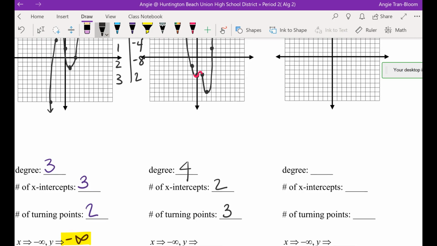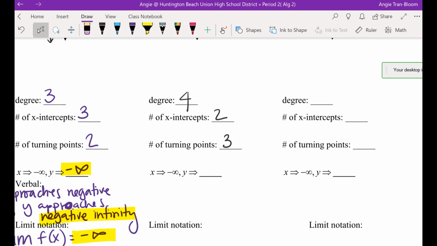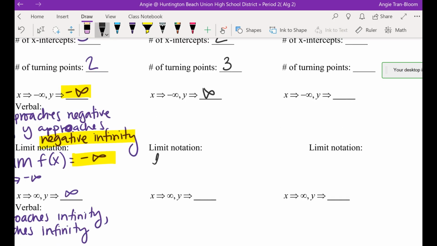Okay, so 3. We are not going to verbally spell it out anymore, but here we go. This arrow represents what word? Approaches. As x approaches -infinity, y approaches what? Positive infinity, right? Then limit notation. Limit as x approaches -infinity of our quartic function, which is just f of x for now, equals what? Infinity.